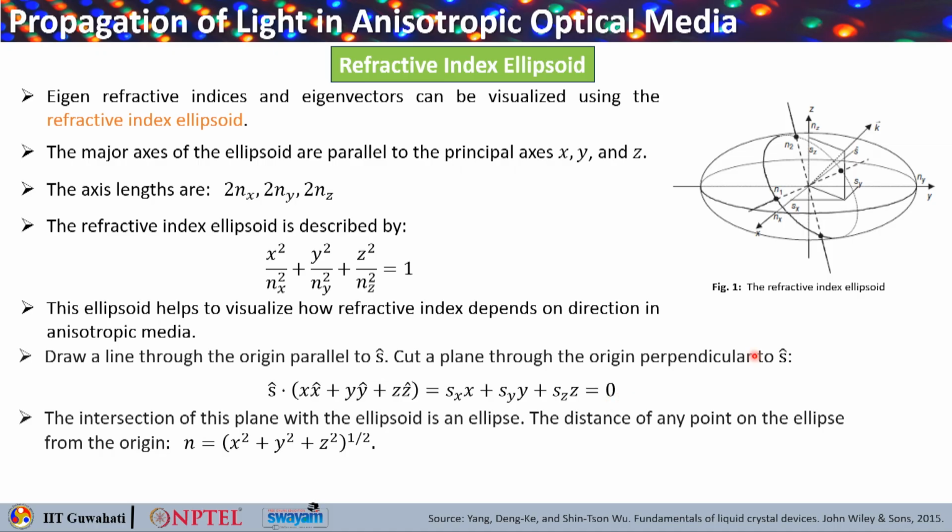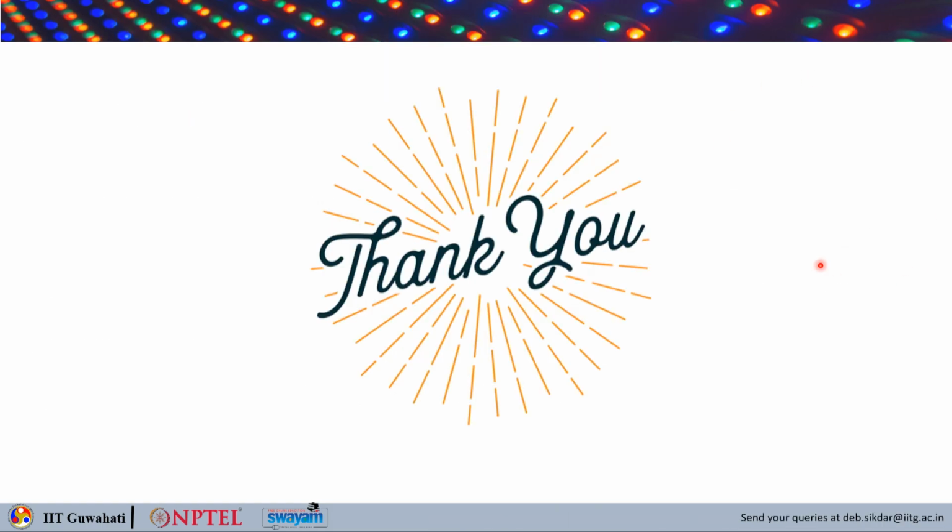Whenever you take the intersection of this plane with the ellipsoid, you get an ellipse, and the distance of any point on this ellipse from the origin will be the refractive index n, given by the square root of x square plus y square plus z square. So, with that we conclude our discussion here.